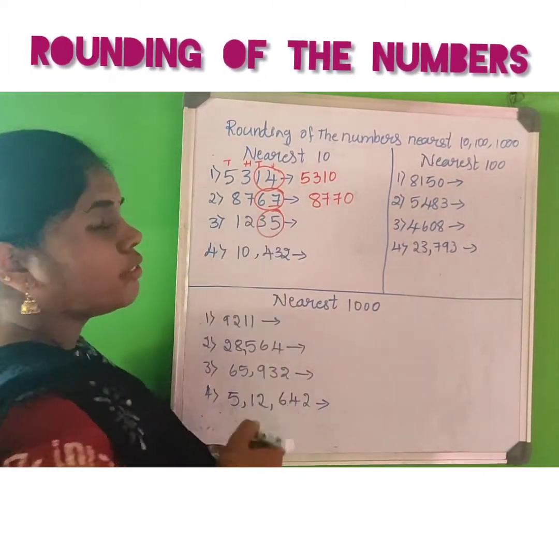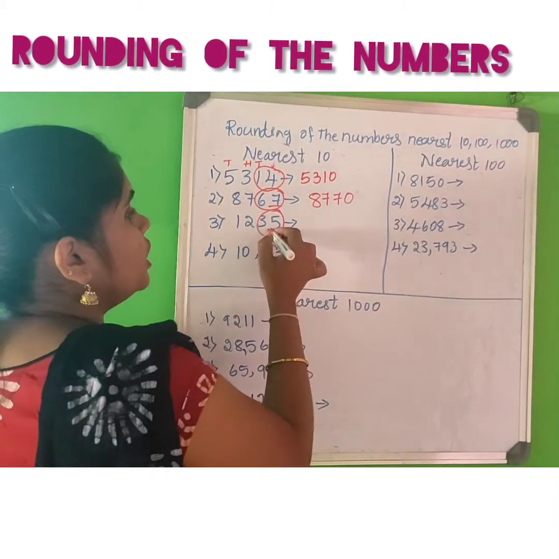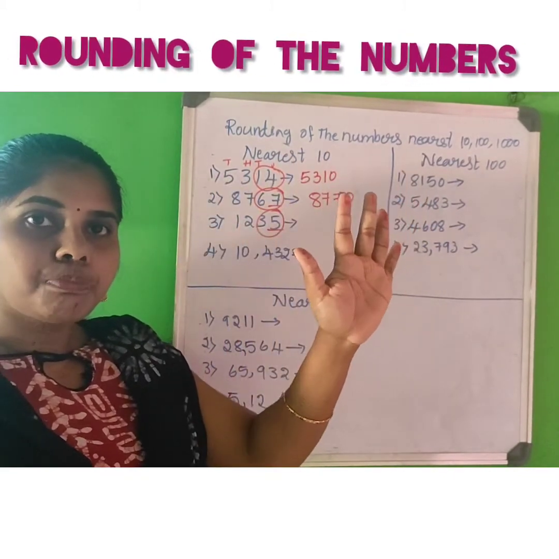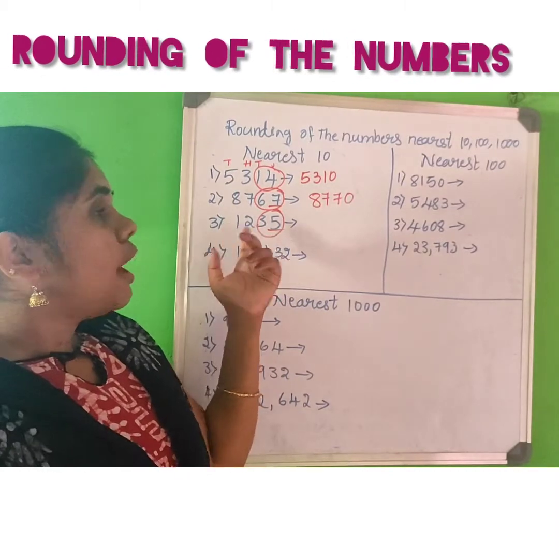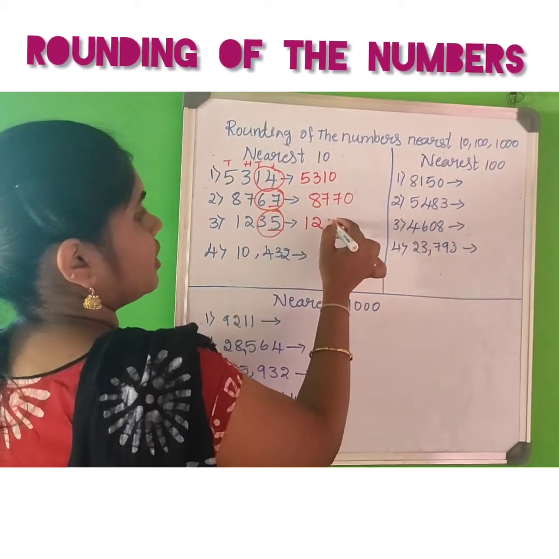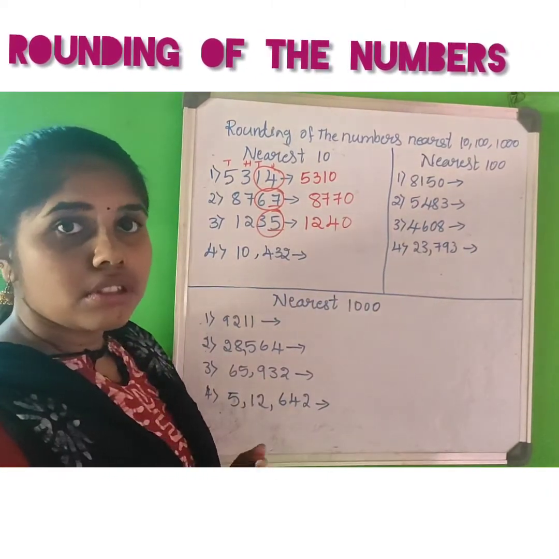In 1235, 35 is the 10th place number and in the unit place 5 is there. That also comes under the left hand reference rule. So you have to change the 10th place number to the next number, so 3 becomes 4, and the unit place becomes 0.